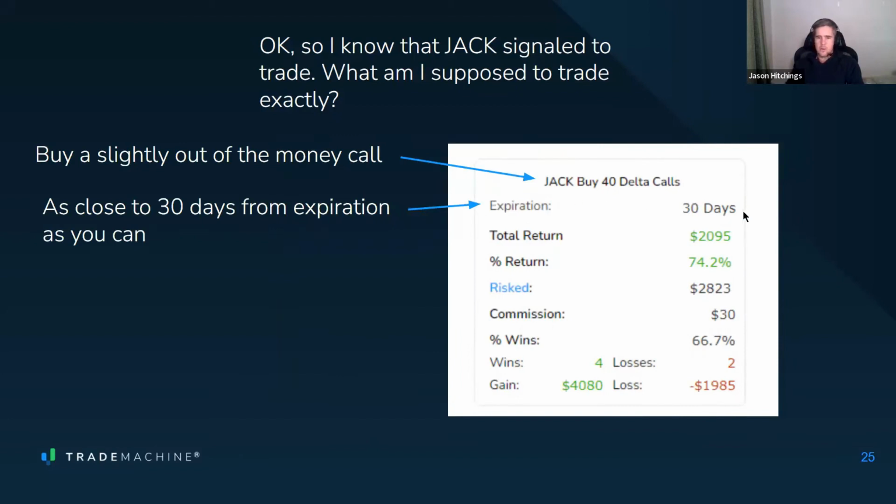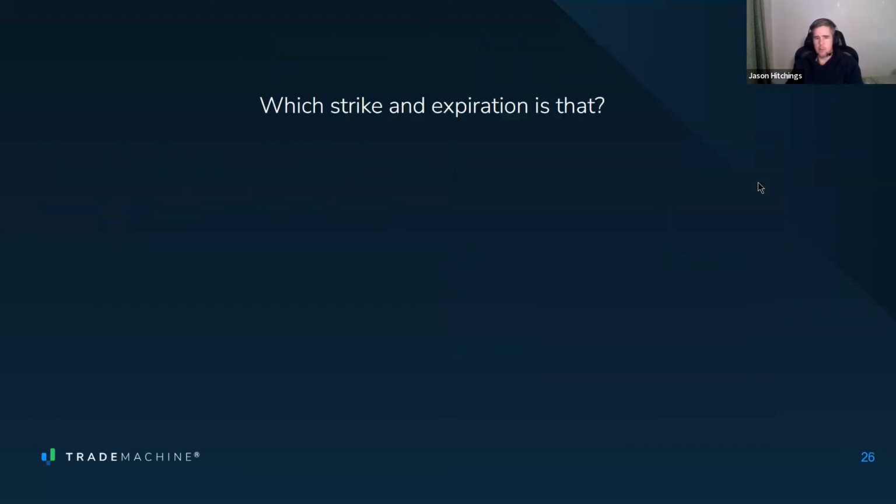So let's use this to look at a real world example, because what it's saying is you want a delta as close to 40 delta as you can, and you want an expiration as close to 30 days as you can. But generally, these will not be exact. It will not be exactly 30 days. It will not be exactly 40 delta. So this is a good example of a trade.